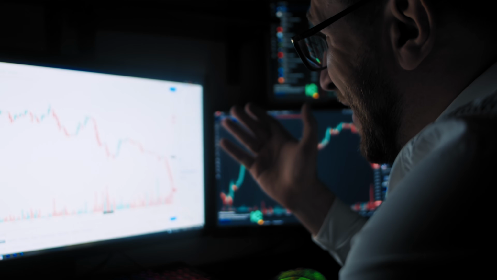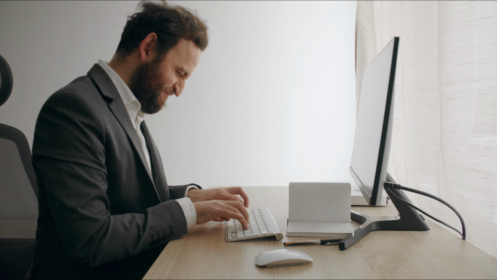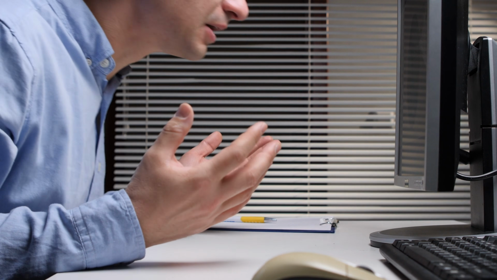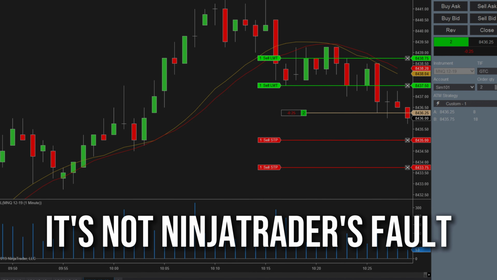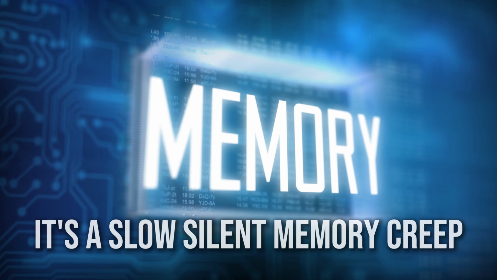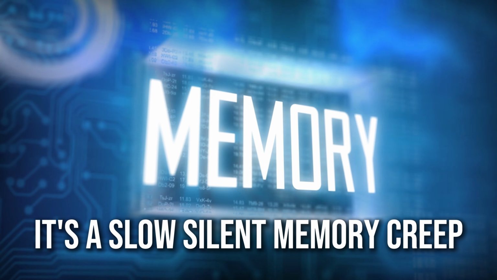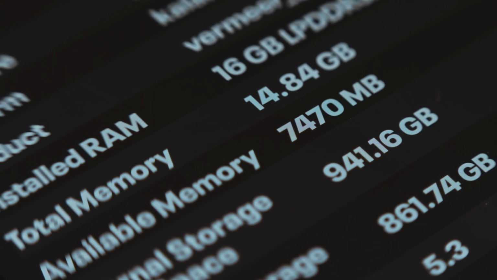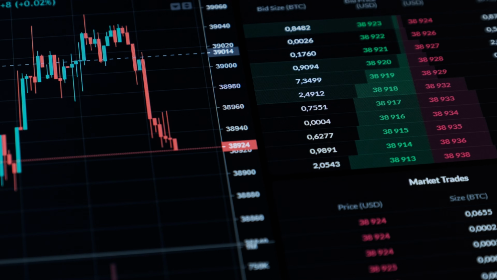So what do you do? You blame NinjaTrader. You file a support ticket. You curse at the platform. But here's the truth. It's not NinjaTrader's fault. Not really. It's a slow, silent memory creep, and it has way more to do with how Windows hands out RAM than anything the platform is doing wrong.